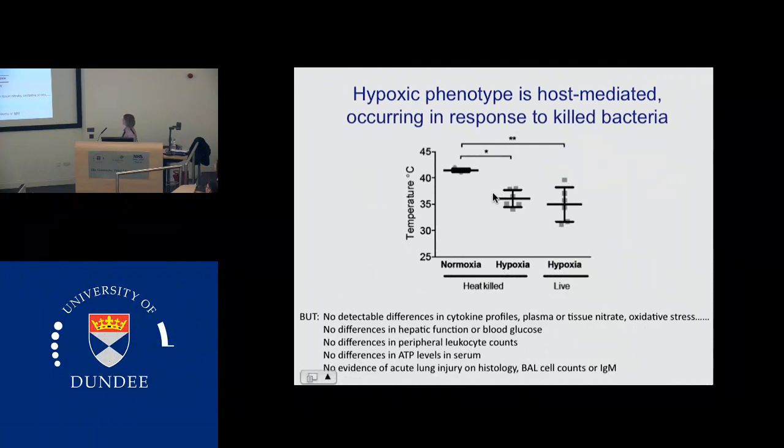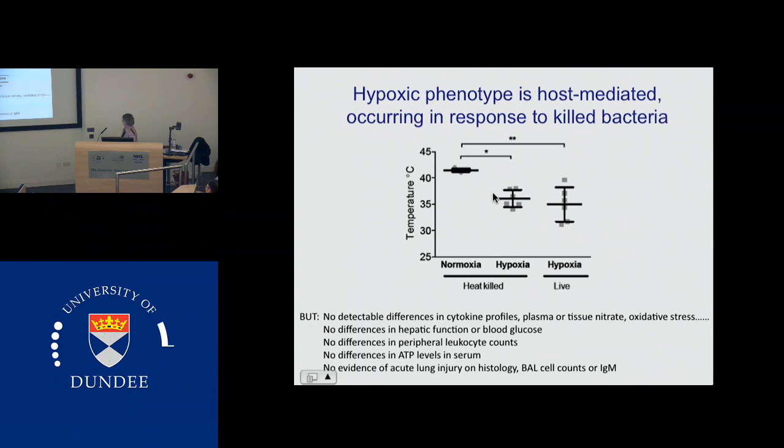So we were producing a phenotype of cardiovascular collapse, really. And we knew it was a host response because we were able to take killed bacteria and we still got the same response. So we weren't changing something that the bacteria produced that had this effect.